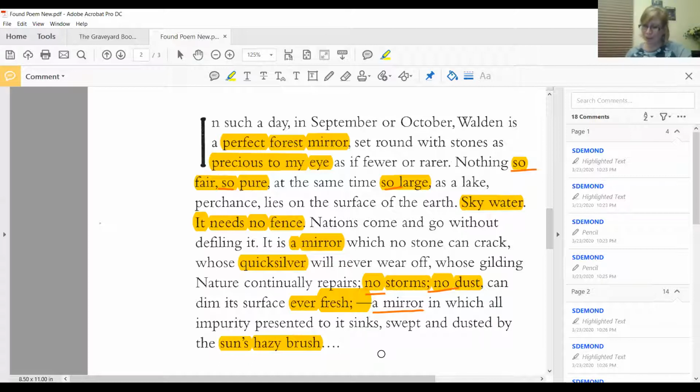Okay, so the first step was find a text and read it, looking for interesting words that we could use to create our own poem. Second step, we can highlight the words. If you make a copy, you can highlight the words, or if you use an ebook or a digital copy, you could highlight the words like I did today. Or if you have your own paper book, right?